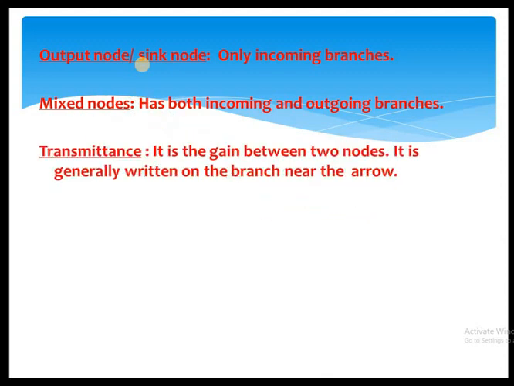And one more definition is transmittance. Transmittance is nothing but the gain between two nodes. We already discussed that the X1 and X2 nodes have a particular gain value. So that gain value is nothing but the transmittance value. This is generally written on the branch near the arrow. The arrow indicates the signal flow direction. Near that we write the gain value. That is nothing but the transmittance of the given SFG.